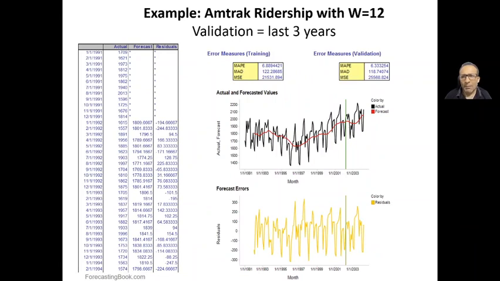Here we have another example of Amtrak ridership, with a window W equal to 12. Here the data I think is in days, so this is going to be 12 days possibly. Oh no, this is in months, so this is 12 months, right? And the validation equal to the last 3 years, meaning that we are going to make a partition in the last 3 years. Again, here we have the partition of the data in green. This data here is the validation period, and the data to the left is the training period.